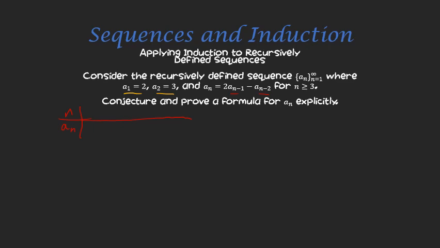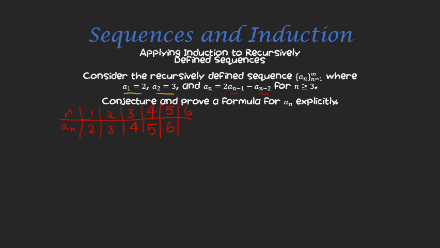So let's see, if n is 1, we get 2. Here we're just using the initial conditions. If n is 2, we get 3. When n is 3, we follow the recursive definition. So 2 times the previous one minus 2 terms ago. So the previous one is 3, so that's times 2 is 6, minus 2, get 4. For 4, we do the same thing. So I'd get 8 minus 3, I get 5. Cool. For 5, I would get 2 times 5 is 10, minus 4, I'd get 6.